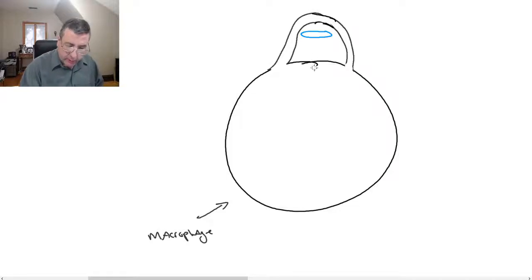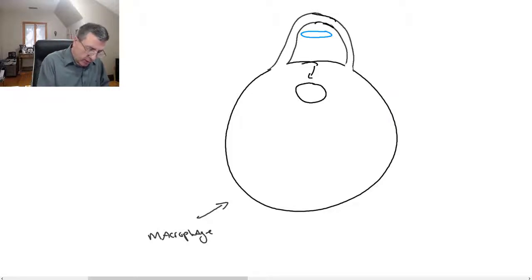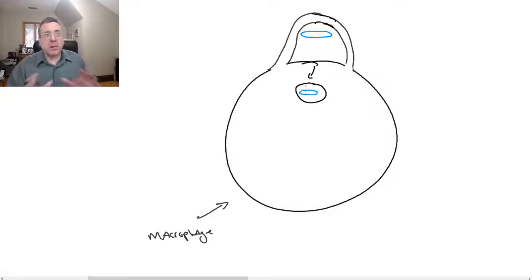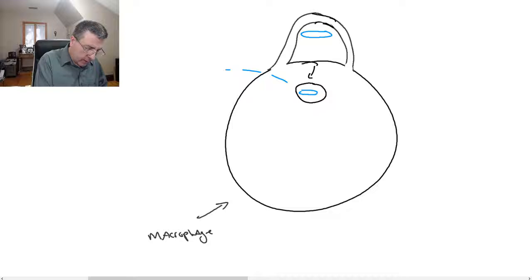And as you can see, this is going to be brought into the cell. So we're going to have basically this structure with the bacteria in it. That's your basic phagocytosis. This structure here is called a phagosome. So let me back that up. This is called a phagosome.